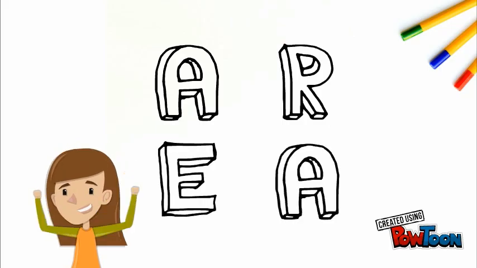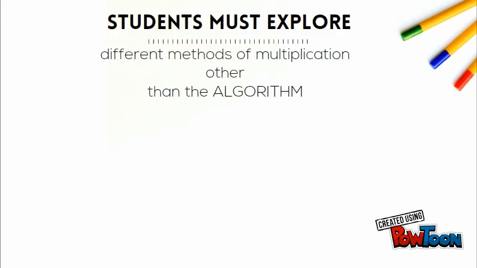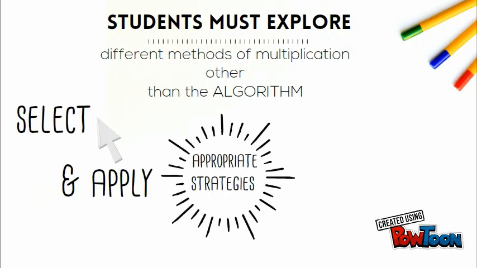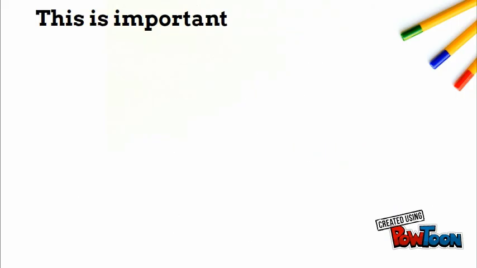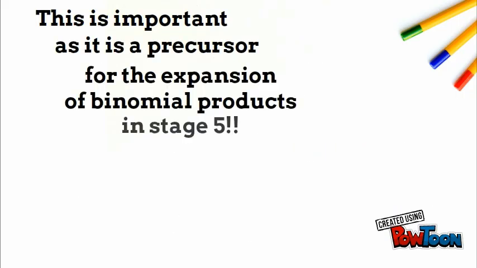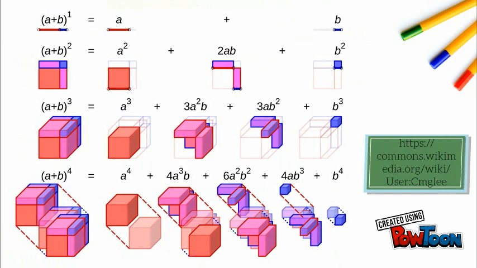Now the area model. Students must explore different methods of multiplication other than the algorithm so that they select and apply appropriate strategies for multiplication. This is particularly important as it is a precursor to the use of the area model for the expansion of binomial products in stage 5. So now let's solve it.